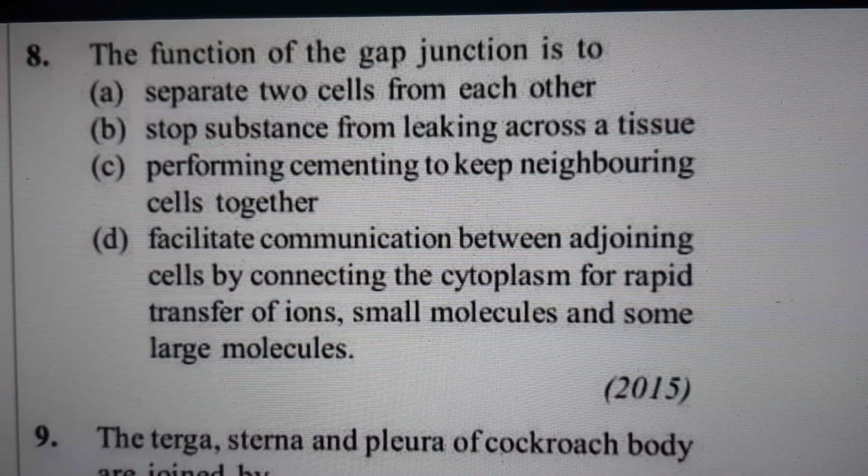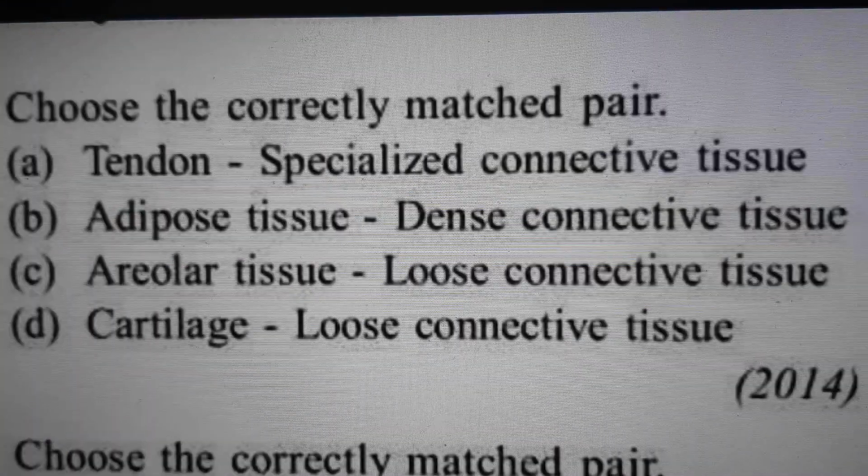Let us move to the next question. This is the next question of 2014. Choose the correctly matched pair. Option A, tendon, specialized connective tissue. B, adipose tissue, dense connective tissue. C, areolar tissue, loose connective tissue. D, cartilage, loose connective tissue.